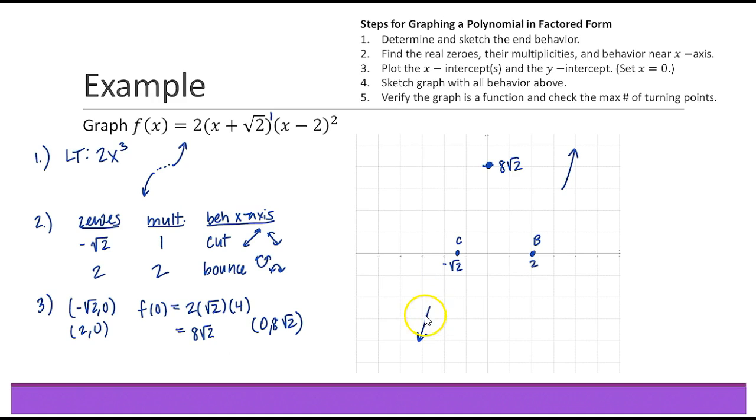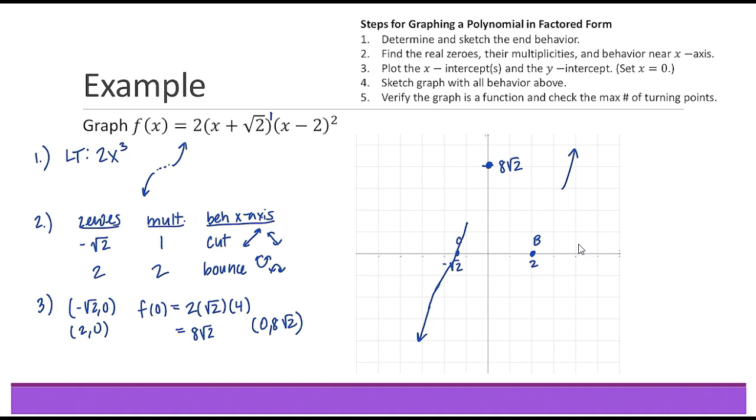So now I want to go ahead and sort of put it all together. I like to go ahead and start from left to right. I'm going to pick up at my end behavior, and I'm going to head towards my graph, or towards my x-axis, knowing that I'm going to have to cut through the x-axis, and then I have to go through my y-intercept. Now, I don't know exactly what the graph's going to look like. I just know that I have to go through this point up here.